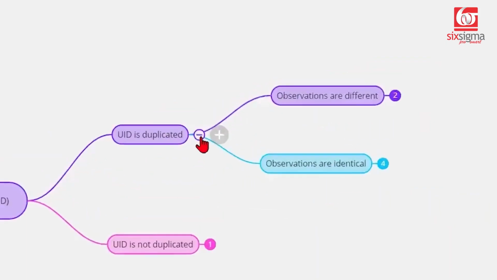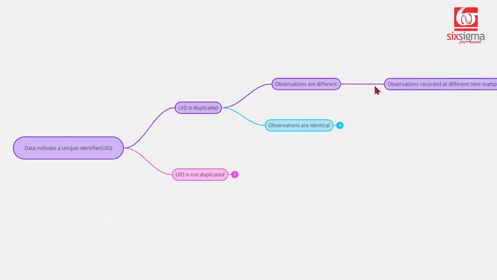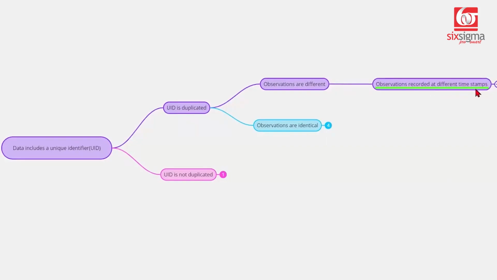Let's expand this. The observations are different. If so is the case, that unique identifier is repeated, but the observations are different, you may want to check if observations have been recorded at different timestamps. For example, in our case, we saw it was the same patient ID which was repeated, but it could be that the same patient's multiple observations were captured. And in such cases, the collective history of the patient becomes very important.